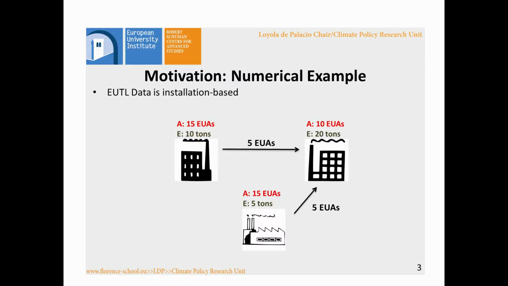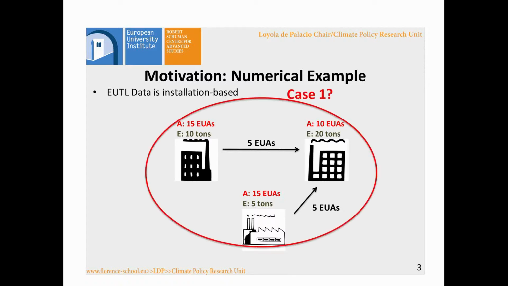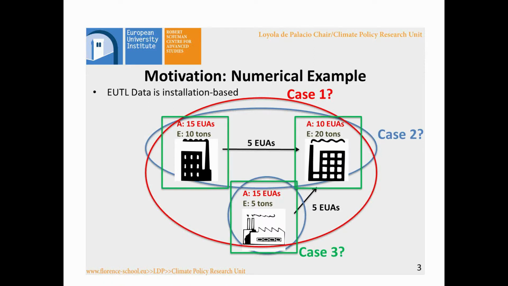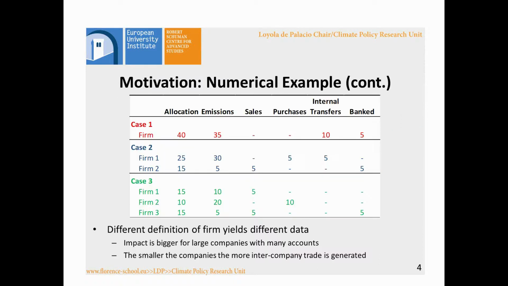Now the question is, in terms of the economics behind this, are these three installations all controlled by the same parent company? This would be our case one. Or could it be that the top two installations are controlled by one company, whereas the bottom one is controlled by another company? Or is it that all three installations are independent? Well, you may wonder, what difference does this make? Let's do the numbers.